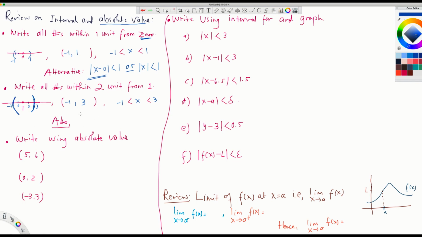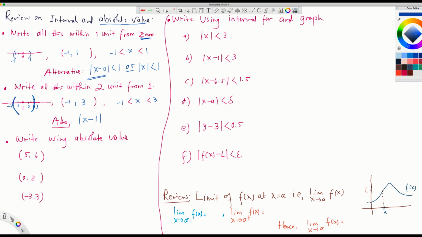What you do, you write x inside the absolute value, and then minus, what is the number in the center? That is 1, right? The number in the center is 1. Or you can see from here too. What is the number in between -1 and 3? What is exactly in the middle between -1 and 3 is 1, right? So that is the 1. -1 and 3, that is exactly in the middle. So you write x minus that middle number.